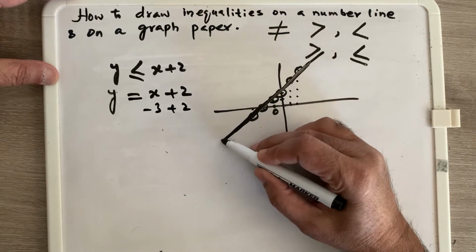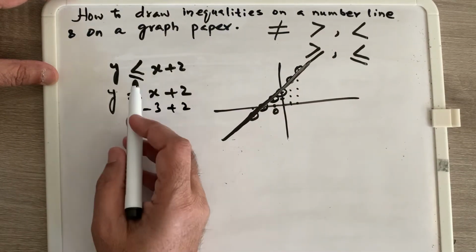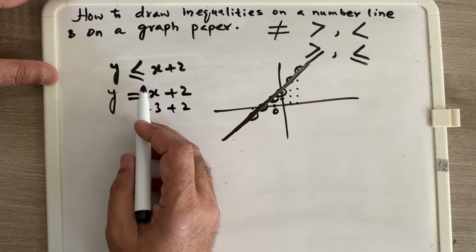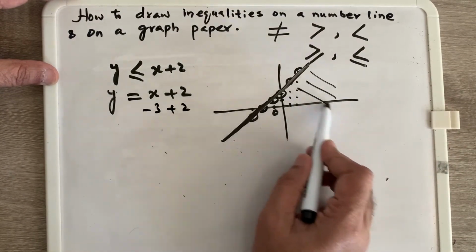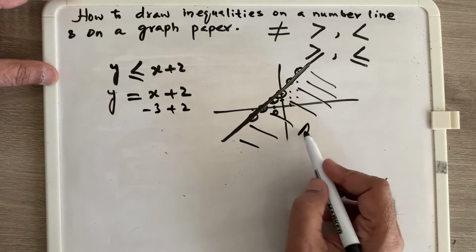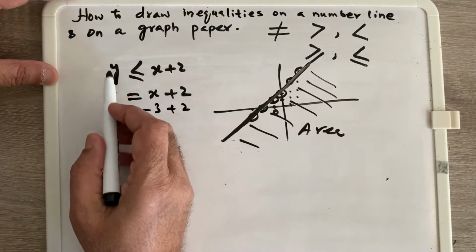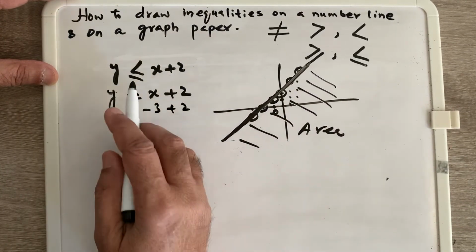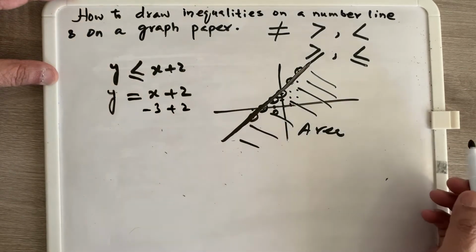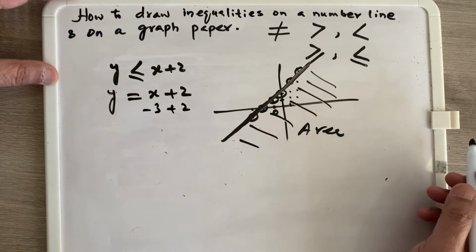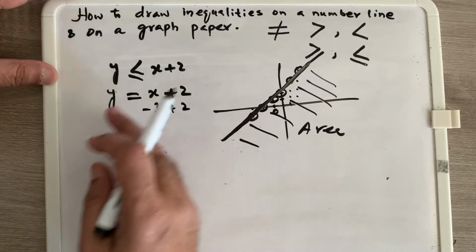Now there is a rule in inequality that if this expression is greater than or equal to, or less than or equal to, then we have to make a solid line. And then the inequality is saying we have to shade all this area, right? So this shows all of my inequality, that this area is all included in y is less than or equal to x plus 2.